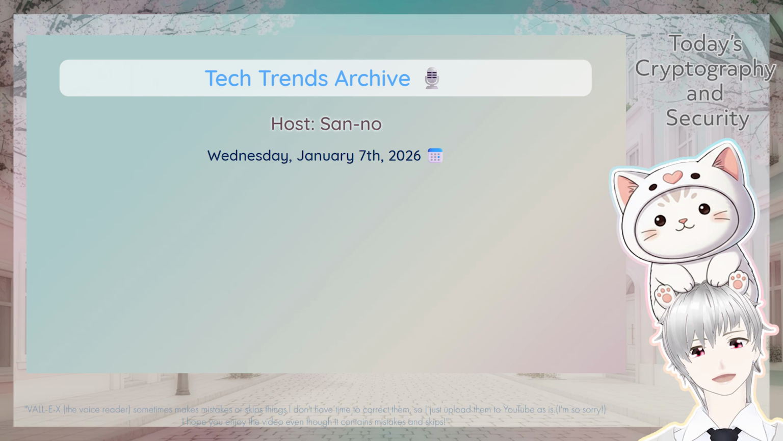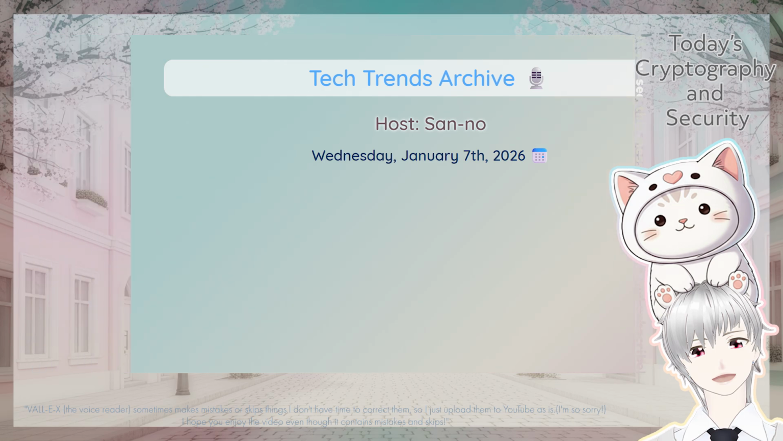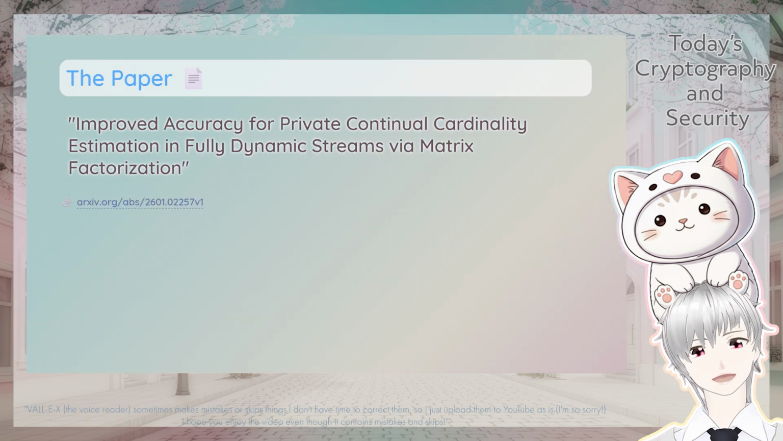Today, I've got something really special for you. It's a paper that's been buzzing in the tech world, and I'm so excited to share it with you. The title is a bit of a mouthful, so bear with me. It's called Improved Accuracy for Private Continual Cardinality Estimation in Fully Dynamic Streams via Matrix Factorization. Ooh, that was long, right?